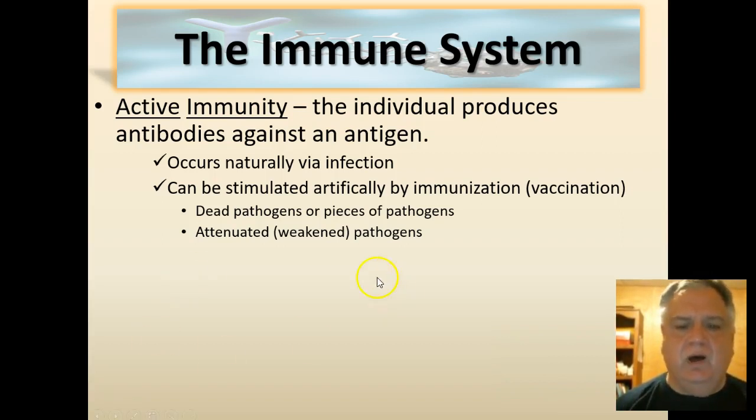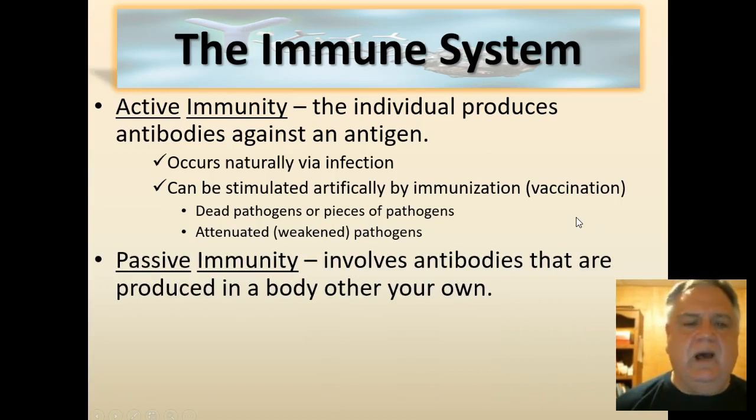Good examples of active immunity acquired by immunization or vaccination is the seasonal flu vaccine. Now, in addition to active immunity, there's also passive immunity. Passive immunity involves antibodies that are produced in a body other than your own. So you're not producing the antibodies yourself. Instead, the body of some other individual produced the antibodies, and now you're receiving the antibodies.